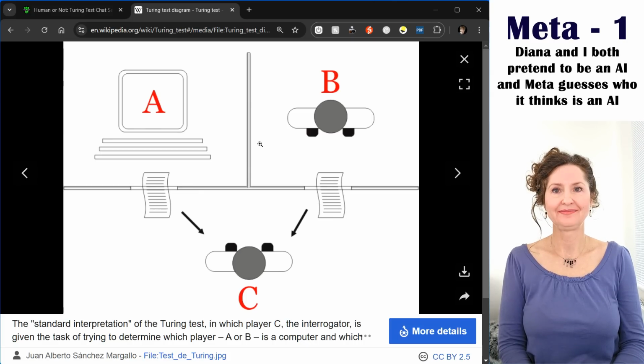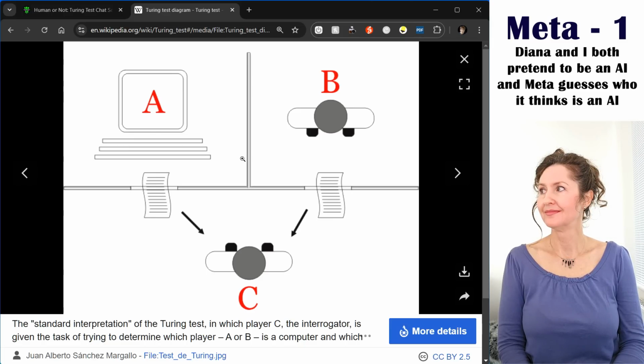So if Meta picks you as a human, you lose the game. The only rule is that if asked if we are human, we must say yes, and we can't ever tell it that we're an AI, alien, or anything other than a human. So you must always respond, "Yes, I'm a human," if asked.